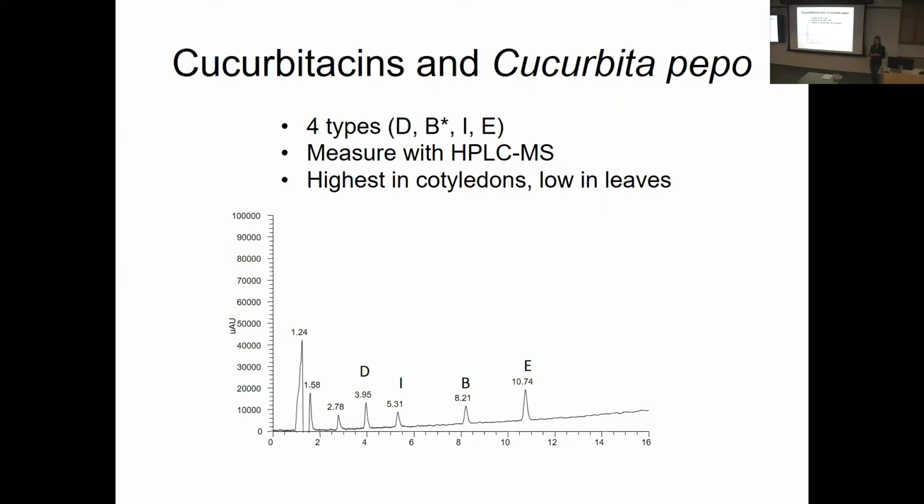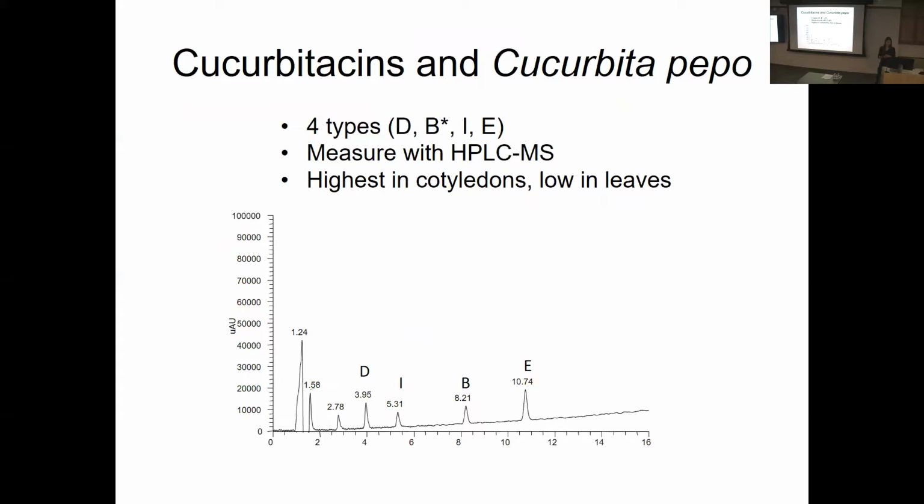Cucurbita pepo has 4 types of cucurbitacins: D, B, I, and E. B is the most abundant, and we measure it with HPLC. It's highest in the cotyledons and low in leaves. I mentioned earlier that much of my previous work had been in leaf tissue. Everything I'm going to talk about for cucurbitacins is measuring and selecting in the cotyledons, because that's where the compounds are the highest.